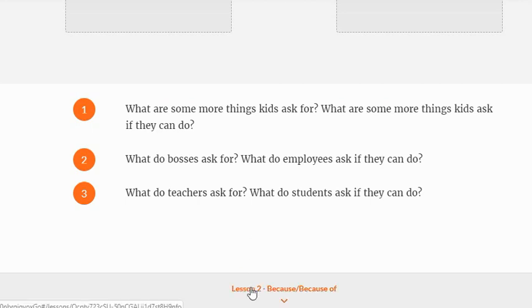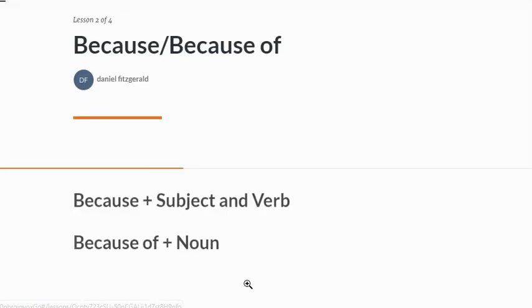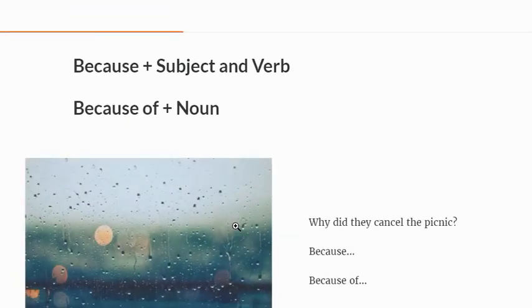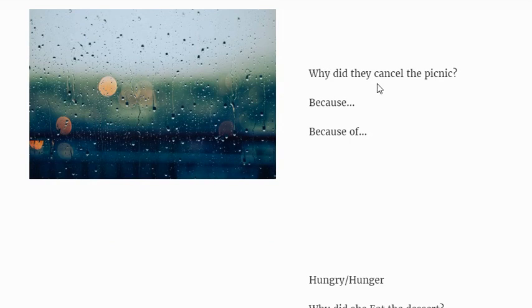Let's move on to lesson 2, where we'll talk about because and because of. So with because, it's followed by a subject and verb, and because of is followed by a noun. So, why did they cancel the picnic? Because it was raining, so that's a subject and verb. It was raining. Why did they cancel the picnic? Because of the rain.